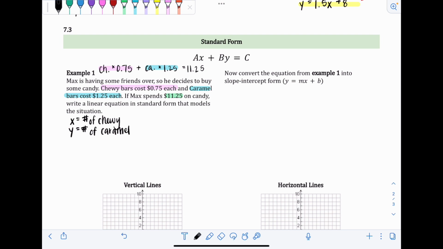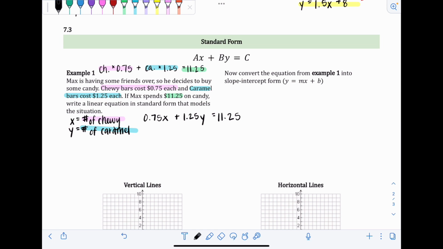And then to set up our equation, we have to take how much we spend on chewy bars and multiply it by the number of chewy bars that we buy. So we spend 75 cents per chewy bar. So 0.75 times x. And then in addition to that, we spend $1.25 for every caramel bar. So $1.25 times, for each caramel bar that we buy, so y. And then in total, he spends $11.25. So equals $11.25.